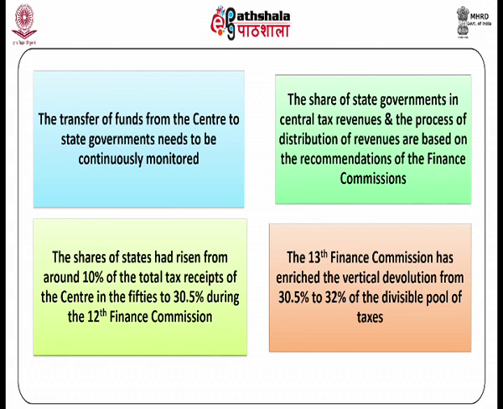Under tax devolution, the share of the states has risen from around 10% of the total tax receipts of the center in the 50s to 30.5% during the 12th Finance Commission, which was from 2005 to 10. The states though have been demanding the fixation of their share in central taxes at a greater level. The 13th Finance Commission has enriched the vertical devolution from 30.5% to 32% of the divisible pool of taxes.